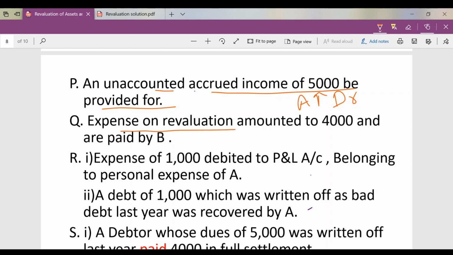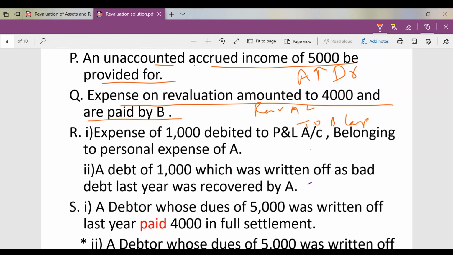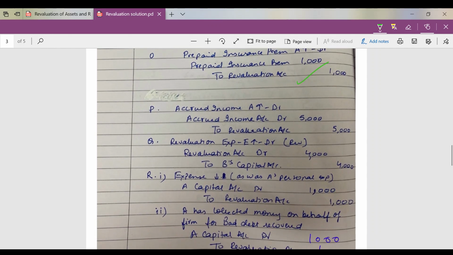Next is expense on revaluation amounted to 4,000 and were paid by B. B is a partner. So now if B has paid expense of revaluation, right, you need to credit him for that. So entry for expense of revaluation will be debited to revaluation account, right, and it will be credited to B's capital account. Now B's capital would get a credit for that. So you can see the entry here. This is for accrued income to revaluation. Then for the revaluation expense, revaluation account debit to B's capital account.